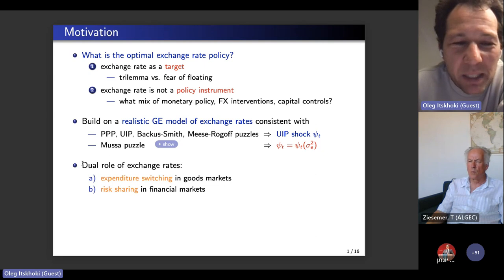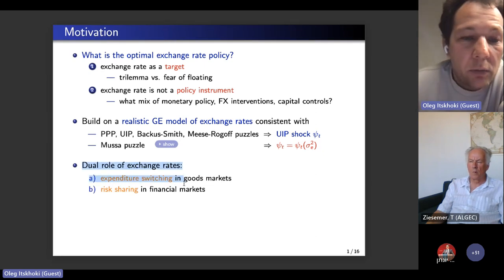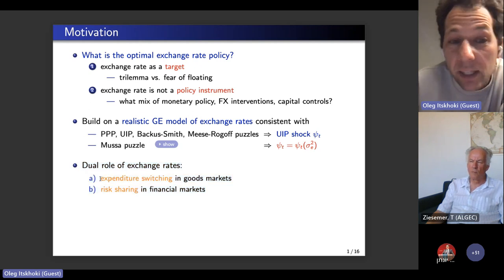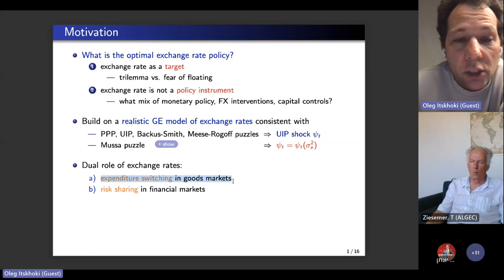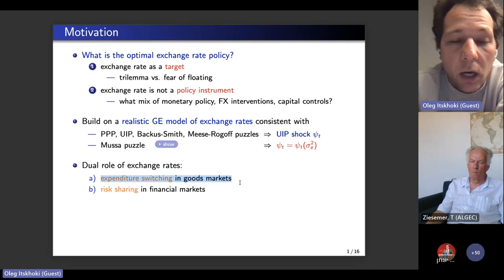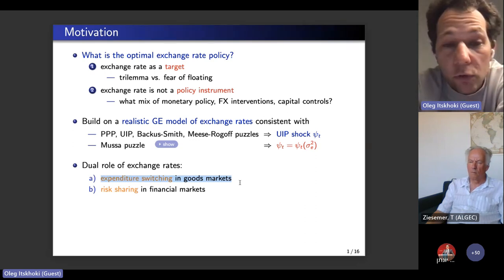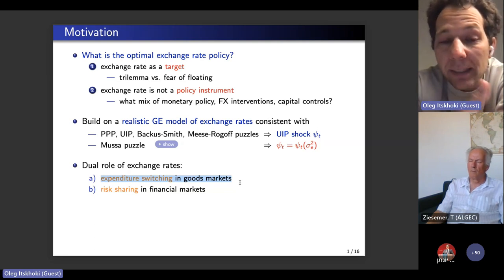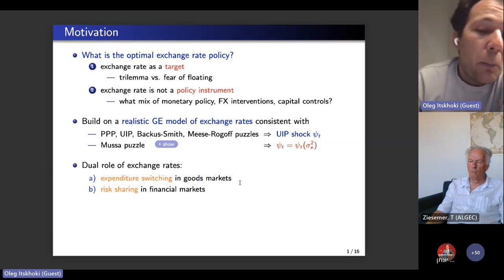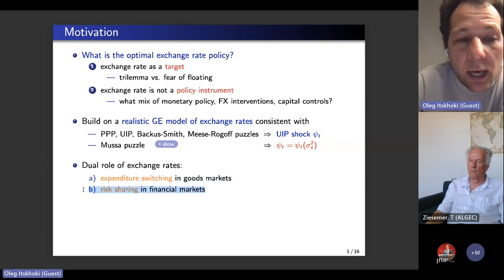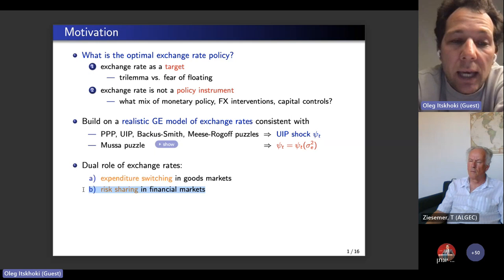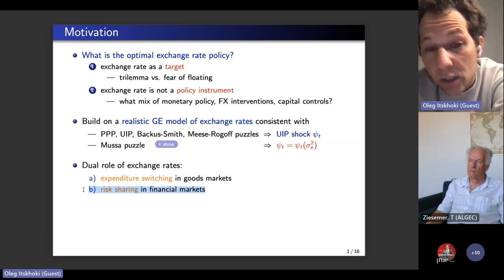And just to summarize this picture in one bullet point, it would be crucial that we build a model where the exchange rate plays a dual role. First of all, conventionally, it is important for expenditure switching in the goods market. That's part of every model of exchange rates: when exchange rates move, it allows you to switch expenditure from home goods to foreign goods. And this is why we actually want the exchange rate to be moving in equilibrium, because it helps the adjustment in the goods market. But at the same time, exchange rate volatility will have consequences for risk sharing between countries, and more exchange rate volatility will create bigger risk sharing wedges between countries.